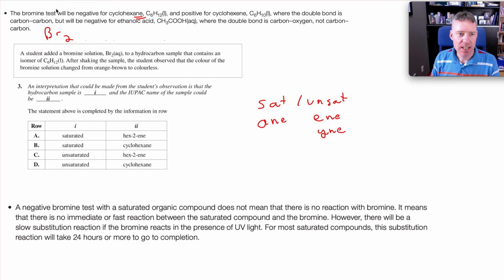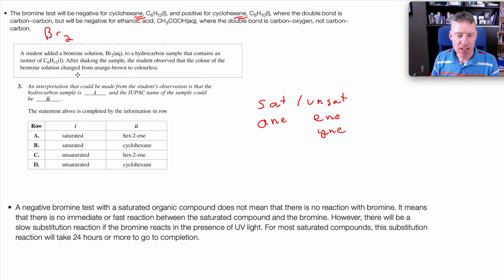Okay, so the bromine test is going to be an addition test. If you have an ene, you've got a double bond, so the bromine can react across that double bond, and you'll see a color change of the bromine. So you're really after the colors.